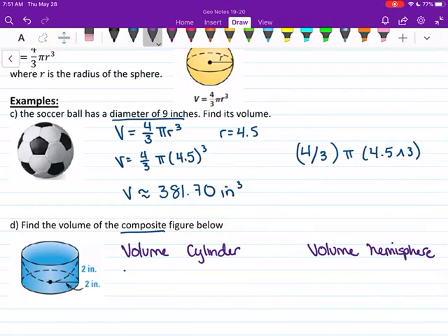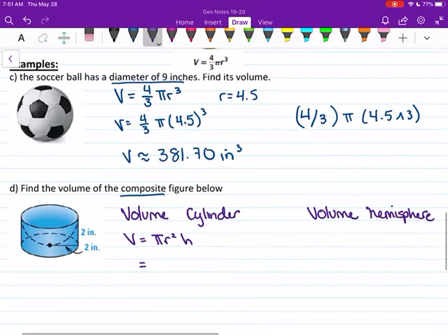Okay, so volume of a cylinder. Write down the formula. Let's see if you remember it. So the volume of the cylinder, remember, is going to be pi r squared times h. So if I plug in all of the pieces there, pi, my radius of the cylinder is 2, and my height is also 2. So I get pi times 4 times 2, so I have 8 pi.